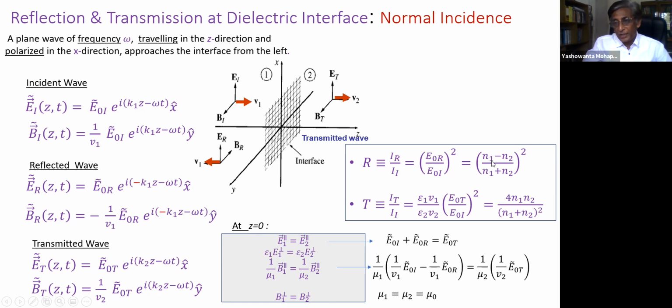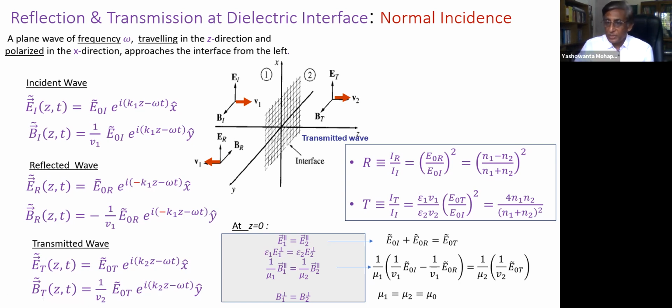Suppose N1 is air and N2 is glass. So N1 is 1 minus 1.5, so 0.5 in magnitude, divided by 2.5. Sorry, this is 5 by 2. Okay, so this is like 1 by 5, so 1 by 25. So it's like 4% of the energy that is coming in which is getting reflected.